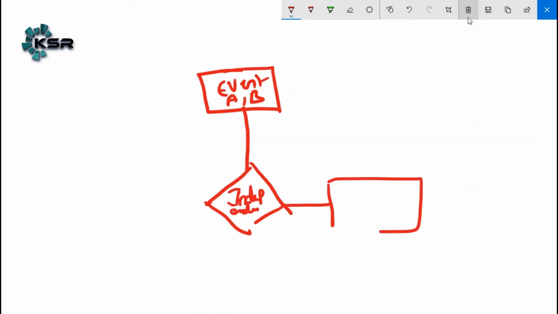Independent means there is no common portion. Independent means A and B data sets have no common portion. Then P of A union B is equal to P of A plus P of B.